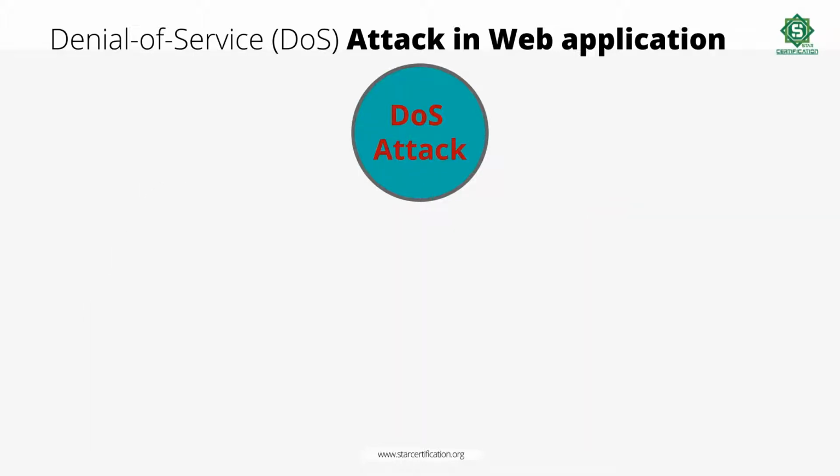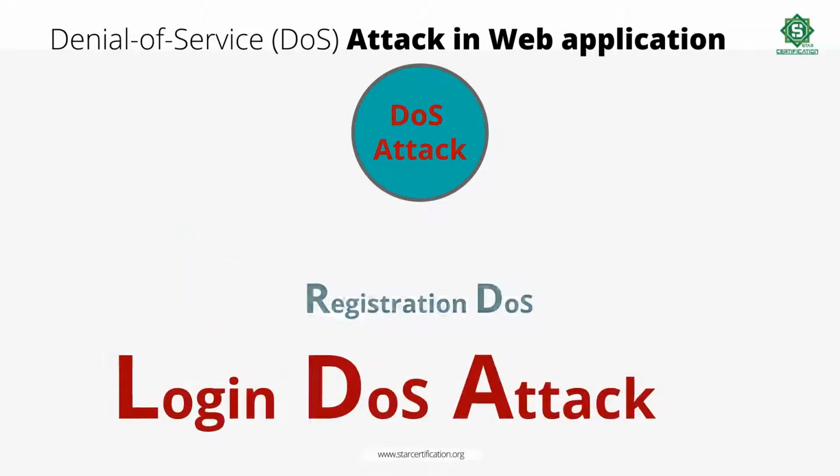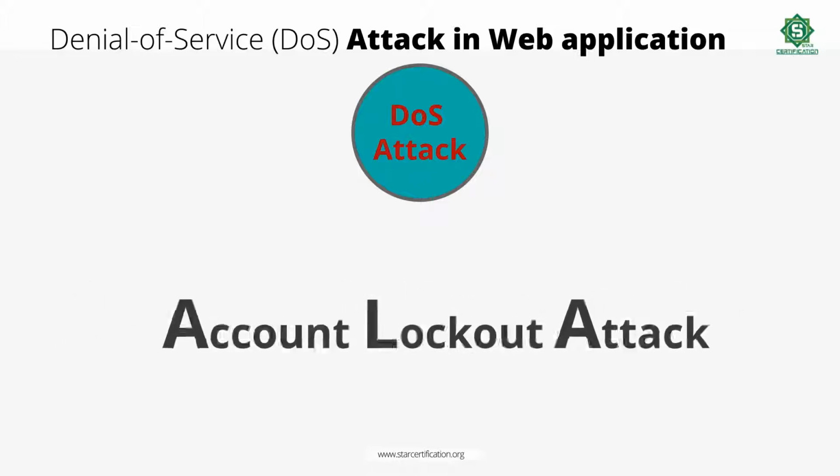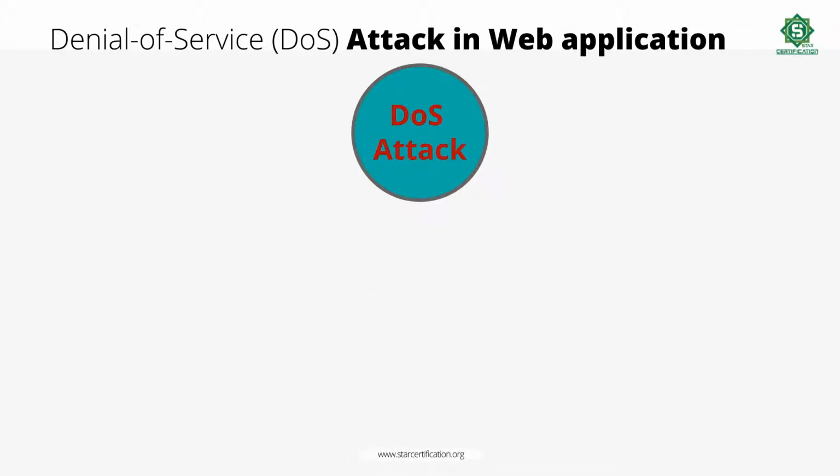Common examples of DOS attacks are user registration DOS, login DOS attack, user enumeration attack, and account lockout attack. In user registration DOS, the attacker creates intensive form registration requests that create spurious users for a single user registration form. Thus, the server gets flooded with the malicious registration forms and denies the authentic user's form.